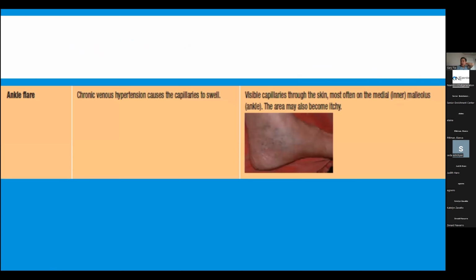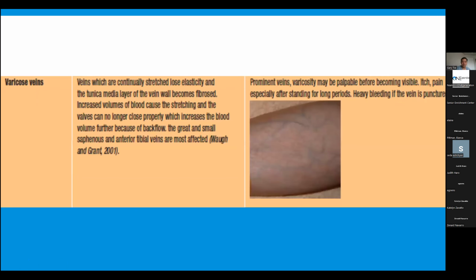These are just subcategories, just to show some more pictures. Again, when you have an ankle flare, that's essentially the capillaries, which are the small, tiny blood vessels in the feet, starting to get dilated, and so you can start to see them through the skin, which a lot of people have. But again, this is like the very early sign of venous insufficiency. Sometimes when these veins get dilated, they can also become itchy, which is another sign of CVI.